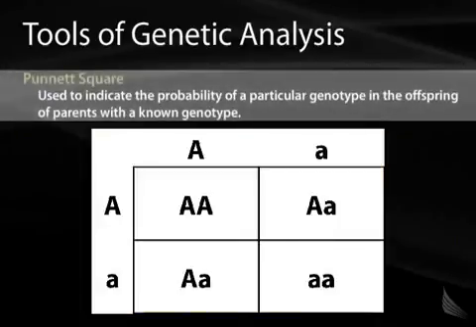Another tool that we use that you should be very familiar with is the Punnett square. We use this to indicate the probability of a particular genotype in the offspring of parents with a known genotype. So here we see on the outside of the square two heterozygous individuals, and then by combining each allele, we can therefore assign probabilities that they will be homozygous dominant, heterozygous, homozygous recessive. You should become very familiar with this.